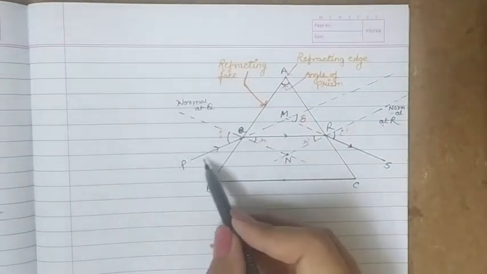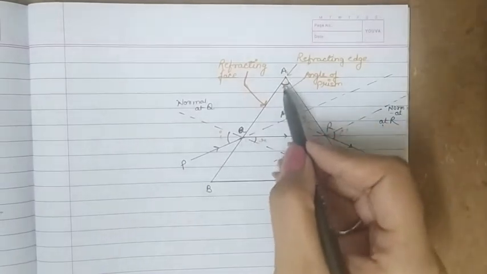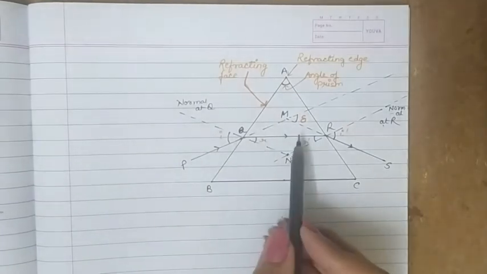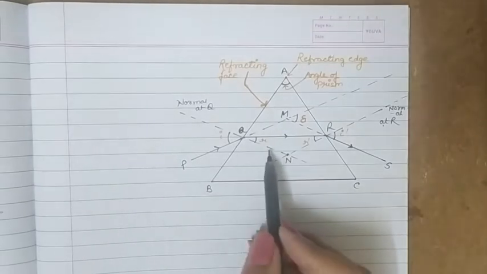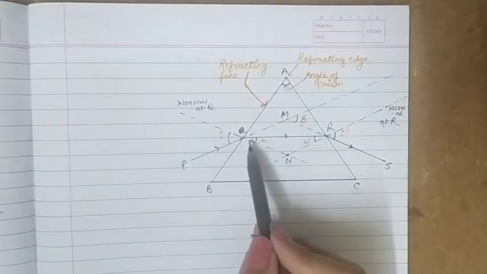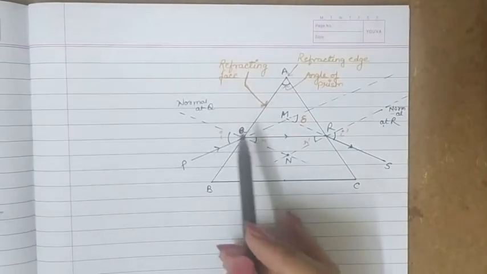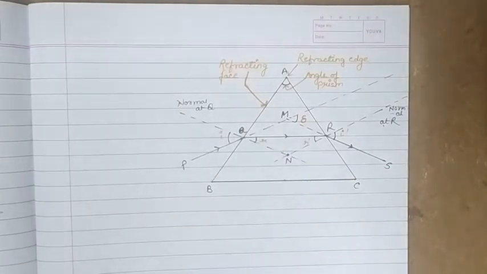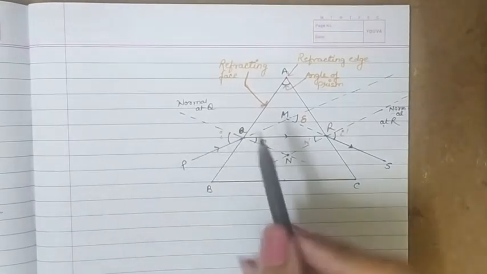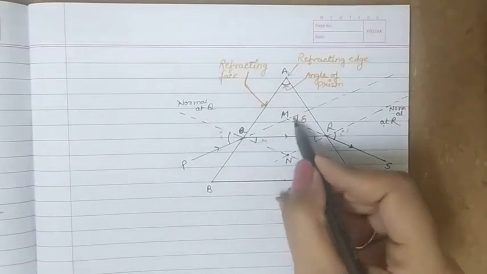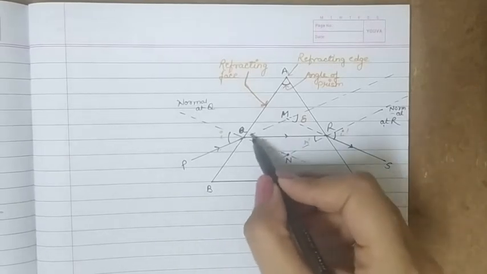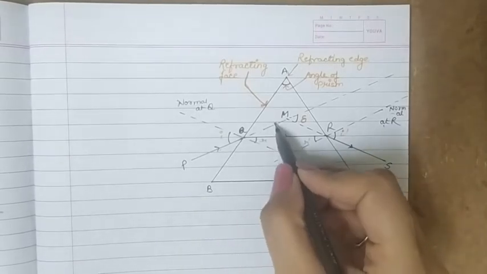A ray PQ is incident on the face AB, right? This is the incident ray, and it enters the prism, or we can say it is entering the denser medium, for example glass. If this prism is made of glass, then the ray is entering glass, and since it is moving from rarer to denser medium, it will move towards the normal, shown by this dotted line. Actually the path of the ray PQ was like this, but it bends towards the normal.